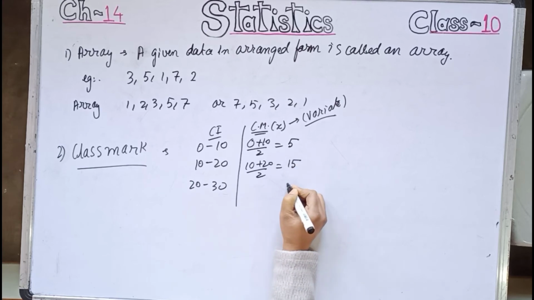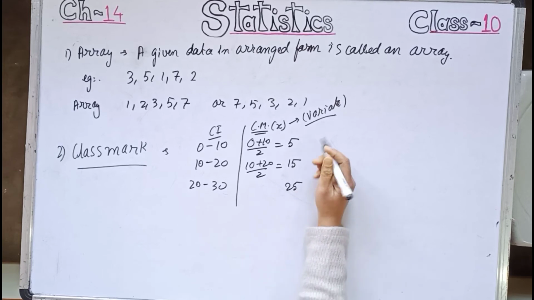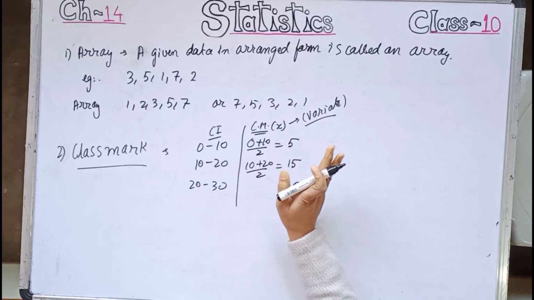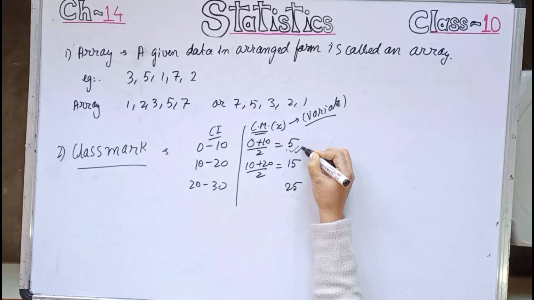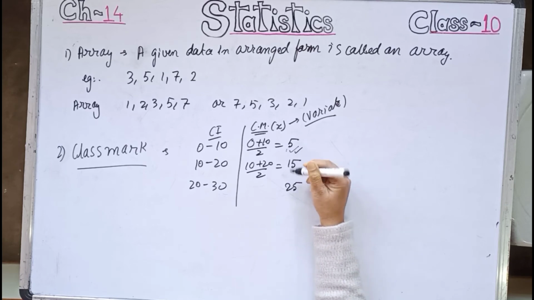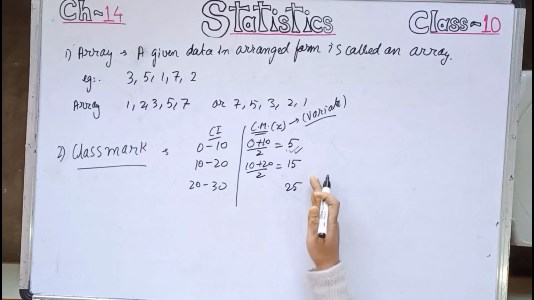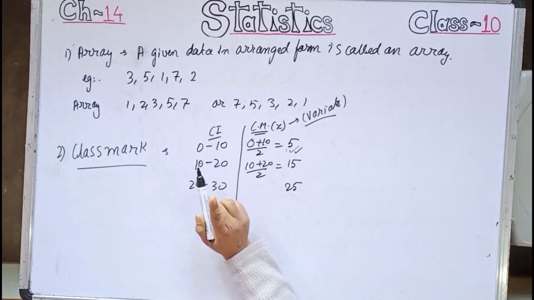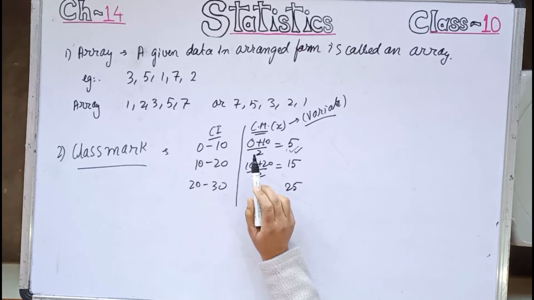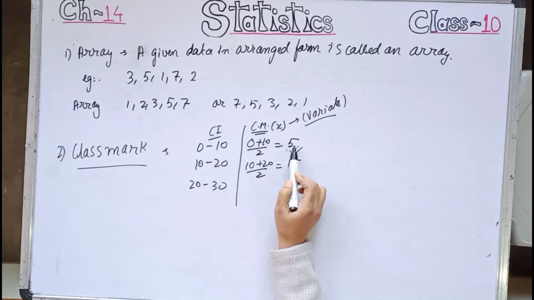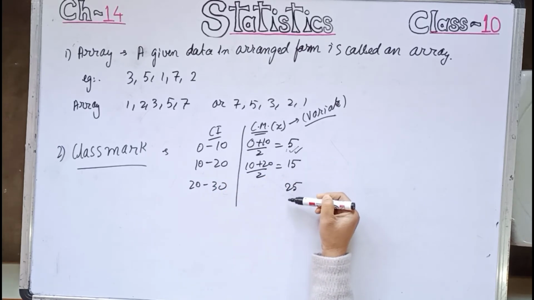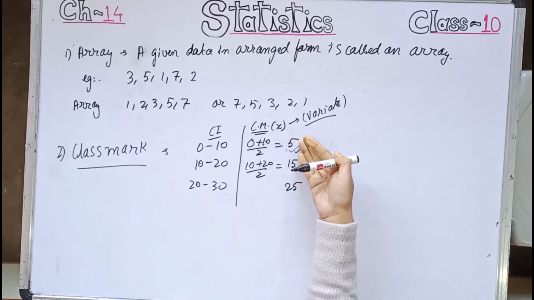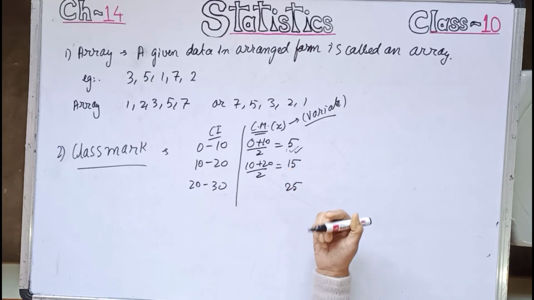So over here 15, over here it will come as 25. Now, when calculating the class mark for a given grouped frequency distribution, you find the class mark for the first class interval, and for the rest you find the class size and then go on adding the class size. Here, since the class size, that is upper limit minus lower limit, is 10, I will calculate the class mark for the first class interval as 5, then go on adding 10 to each consecutive class mark, and then I'll be getting each consecutive class mark.